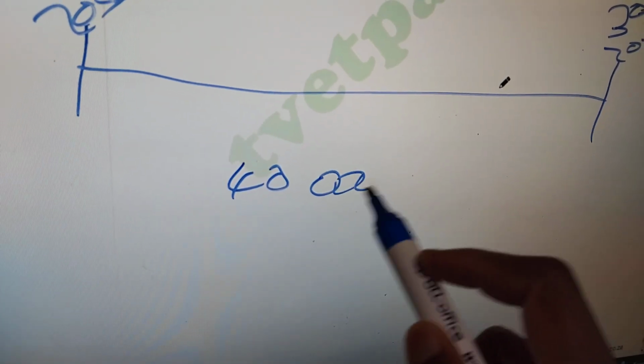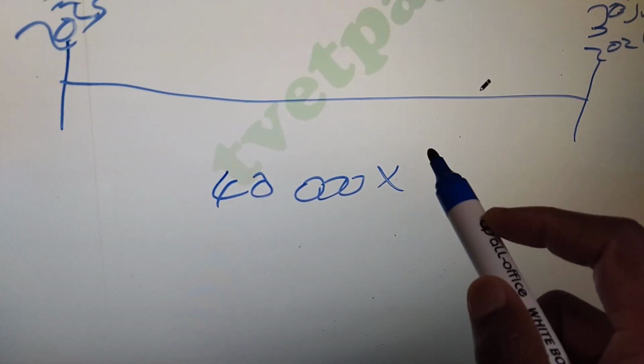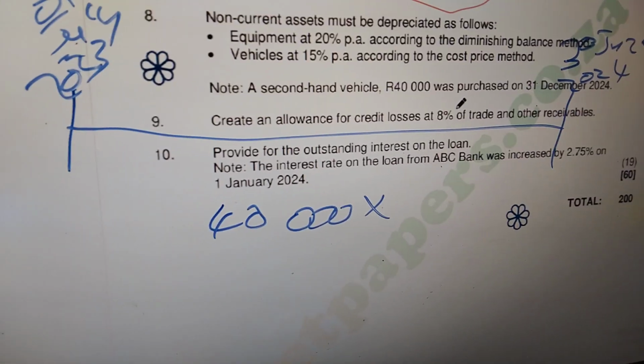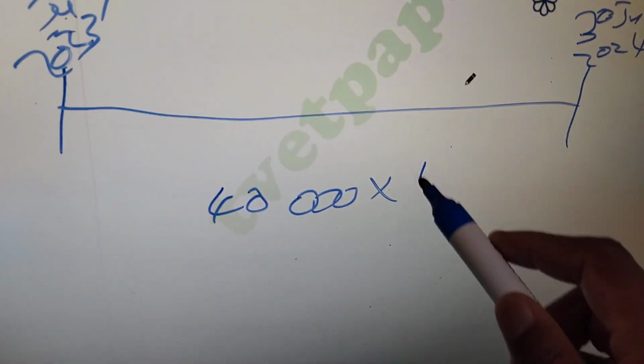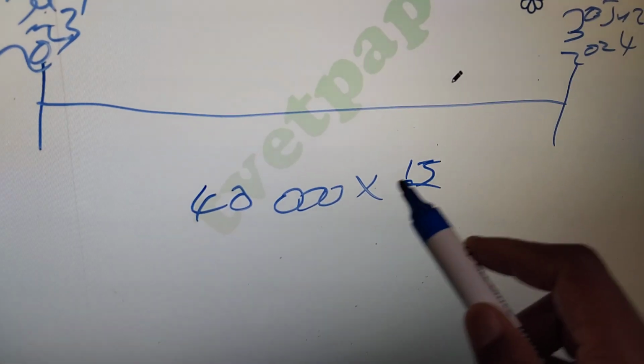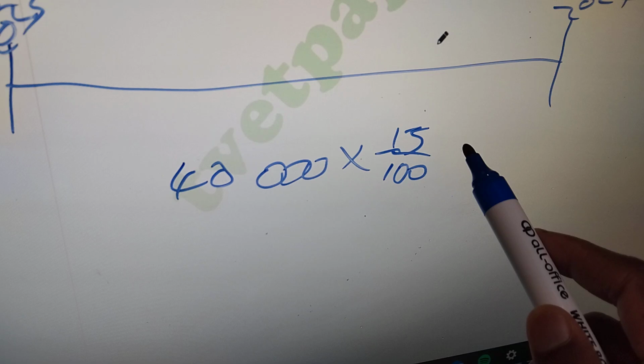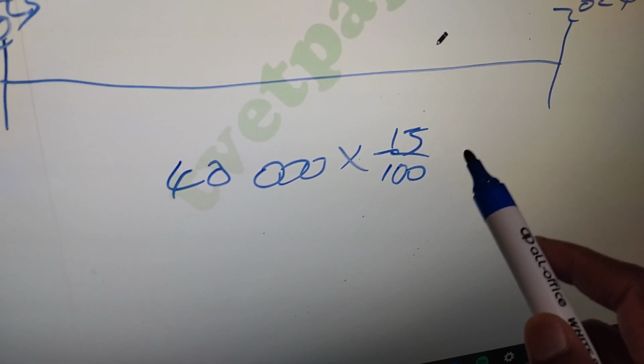40,000 for December, right? Multiply by what? Is it 15 or is it 20? It's 15, let me be sure. Yes, it's 15. 15 over 100. So this is still new, guys. You don't subtract anything from it. This vehicle is still new.